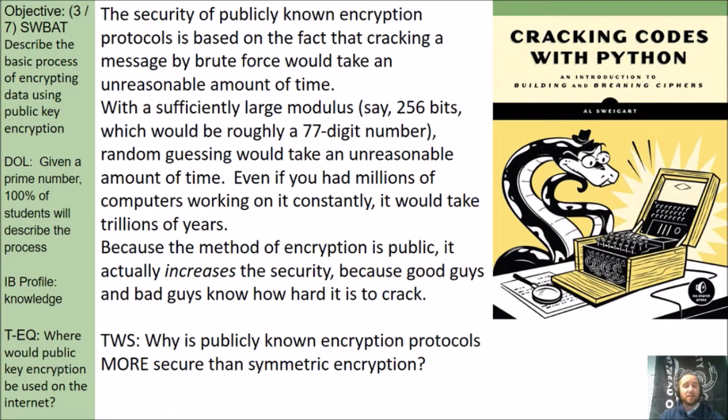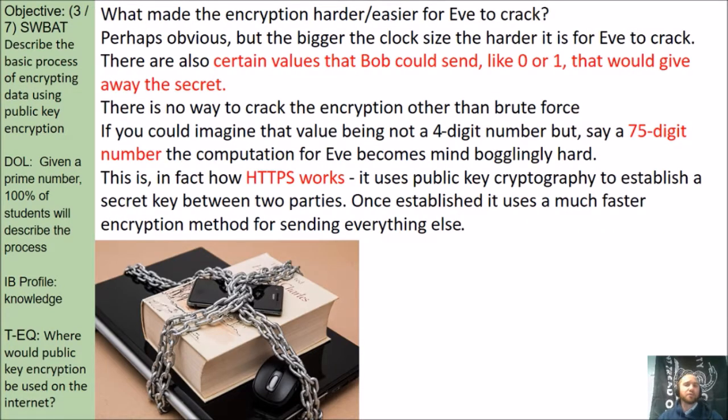And the first time somebody figures that out, they're going to be pretty proud, or there's a bounty for them to earn money, and they will go ahead and make public the fact that they broke that public encryption protocol. Now, what made the encryption harder or easier for Eve to crack? Perhaps obvious, but the bigger the clock size, the harder it is for Eve to crack this. You know, the less guessing she has to do.